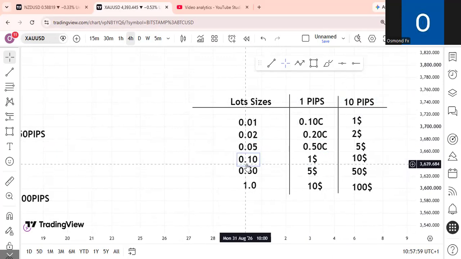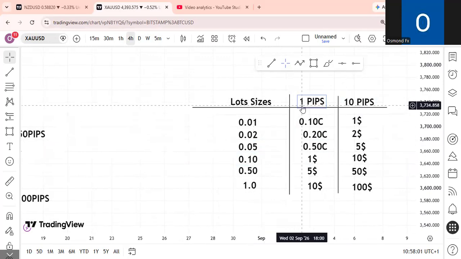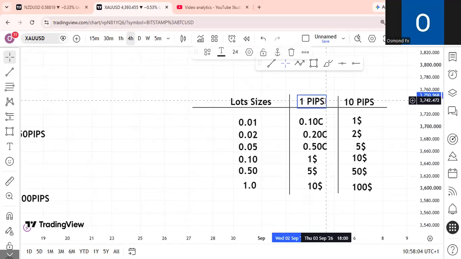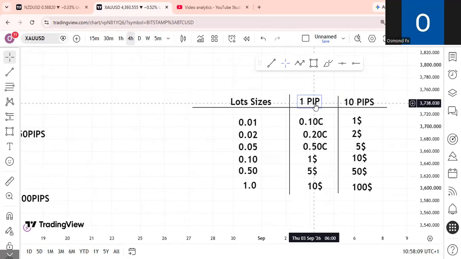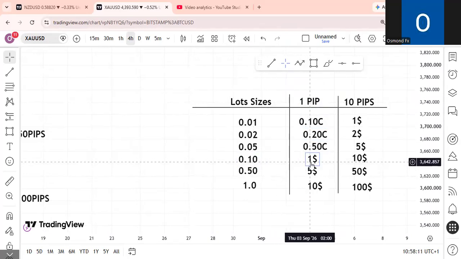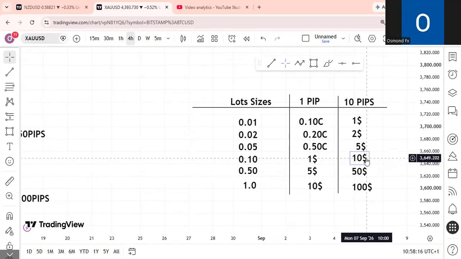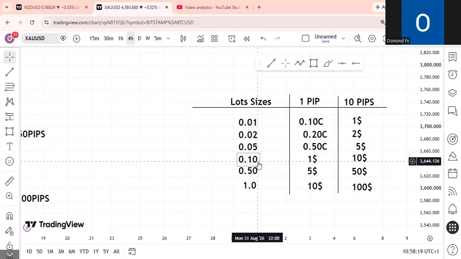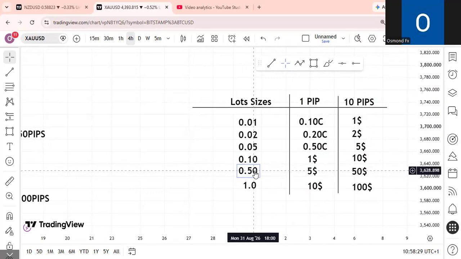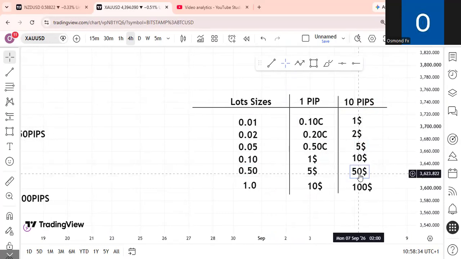Okay. Then if you use 0.10, if market moves 1 pip, this is supposed to be 1 pip, not 1 pips. So if market moves 1 pip, you're going to be making $1. All right. Then if the market moves 10 pips, you're going to be making $10. That's if you use 0.10, right? The same thing with 0.50. The more you increase the lots, the more money you are going to make, and the more money you're also likely to lose. All right, so 0.05, if market moves 1 pip, it's going to be $5. Market moves 10 pips, it's going to be $50.